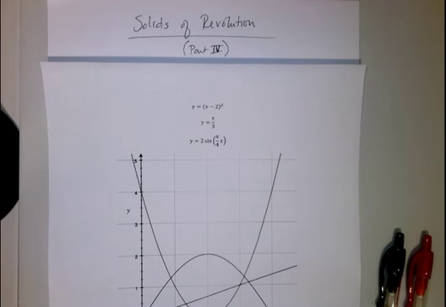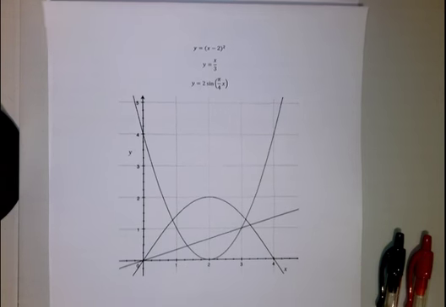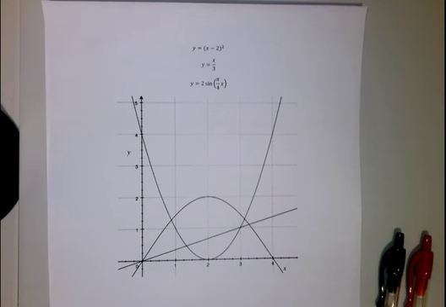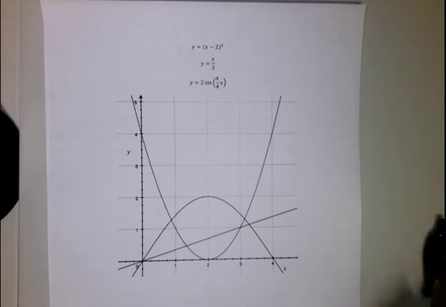Alrighty, this is the fourth video on solids of revolution, finding their volume. We're going to do something similar to what we did in video number 3, where we're going to use the same several functions and their graph that I've already printed out, and talk about a couple of different scenarios.